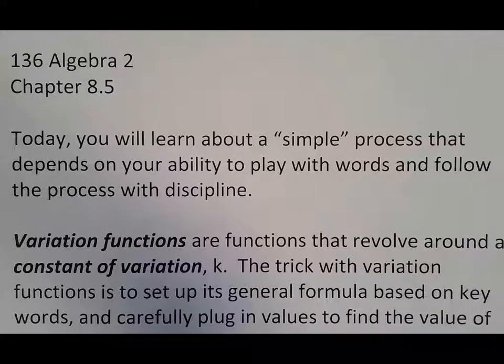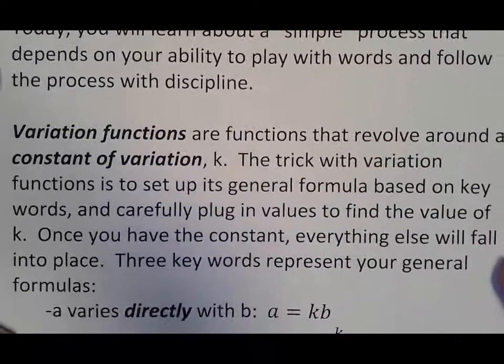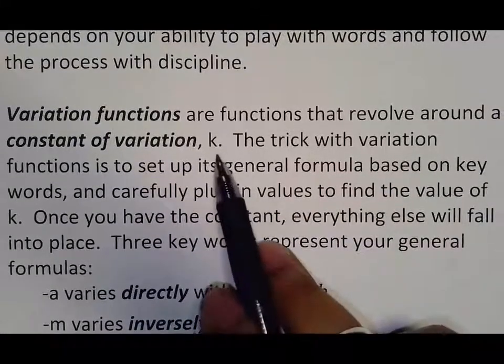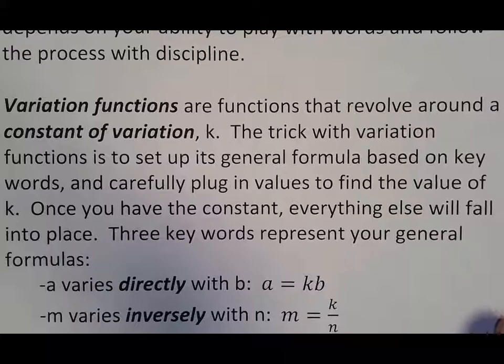All right, chapter 8.5 is going to teach us a simple process that depends on your ability to play with words and follow the process with discipline. Variation functions are functions that revolve around what we call a constant of variation, k. The trick with variation functions is to set up the general formula based on keywords, plug in the values, and pretty much that gives you the variation function. And then once you have that, everything else will fall into place.